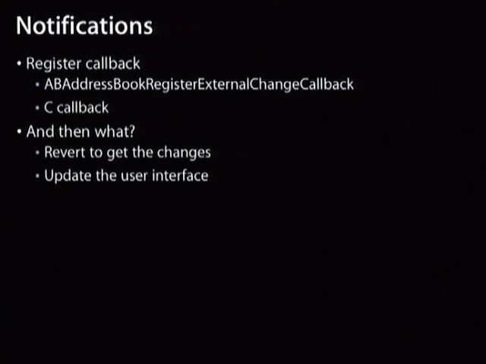So that's good if the database changed while you were gone, while you were between launches of your app. You can also get notifications when the database changes while your app is running. There's this ABAddressBookRegisterExternalChangeCallback. You pass it a C function that will get called whenever the database changes externally. Then you have two things you should do. First call ABAddressBookRevert, which will get the changes from the address book. And then you should update your user interface.